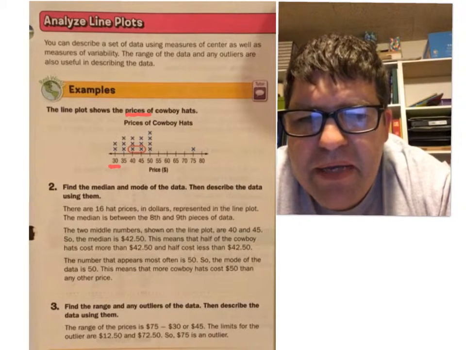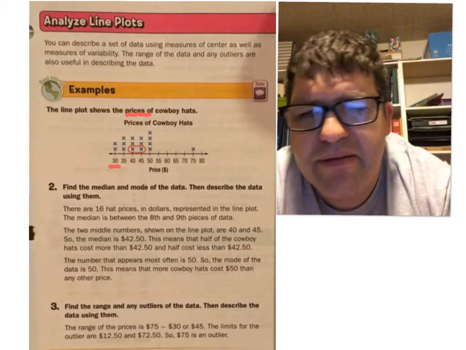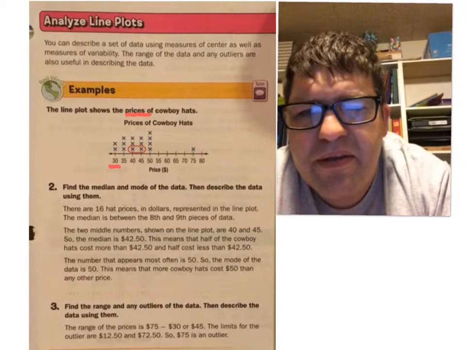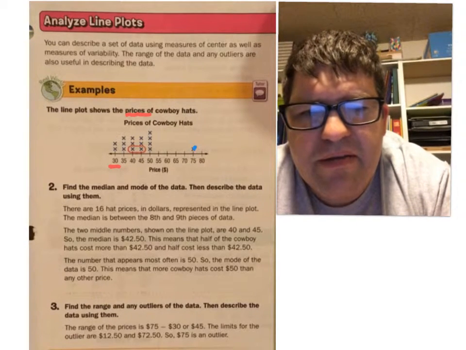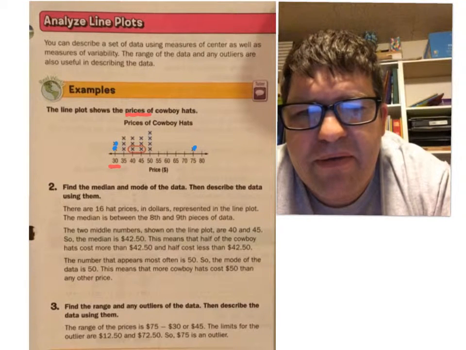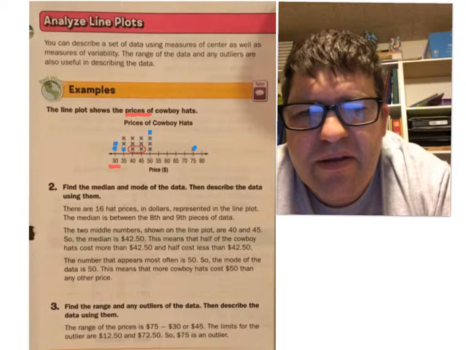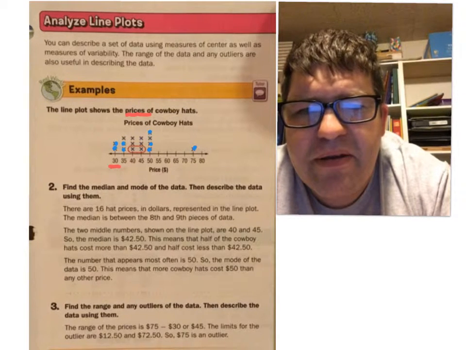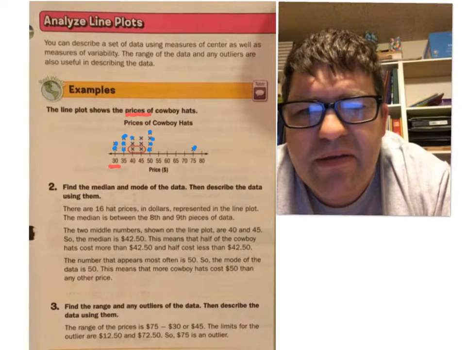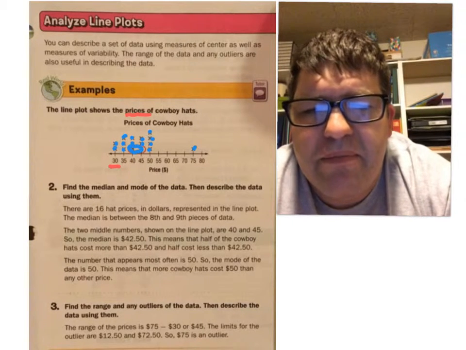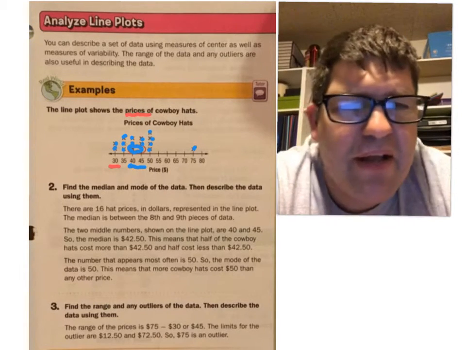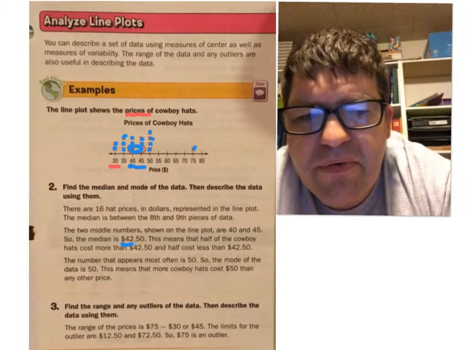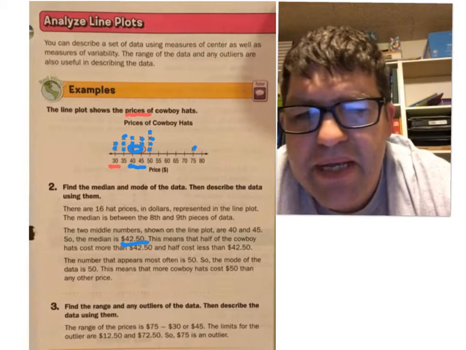The median is between the 8th and the 9th pieces of data. So the way you find the median, remember it's the middle number. The way I do it is I take 1 off each side, then another one, then another one, another one, another one, another one, another one. So you're left with these 2 here. The middle is right between there, so if it's between 40 and 45, add those 2 together, $85. You divide that in half, you get $42.50. Okay, so that's the median. That's the middle.